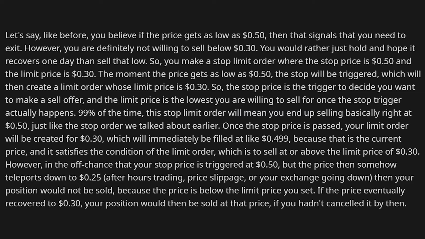So, the stop price is the trigger to decide you want to make a sell offer, and the limit price is the lowest you are willing to sell for once the stop trigger actually happens. 99% of the time, this stop limit order will mean you end up selling basically right at $0.50, just like the stop order we talked about earlier. Once the stop price is passed, your limit order will be created for $0.30, which will immediately be filled at like $0.499, because that is the current price, and it satisfies the condition of the limit order, which is to sell at or above the limit price of $0.30.